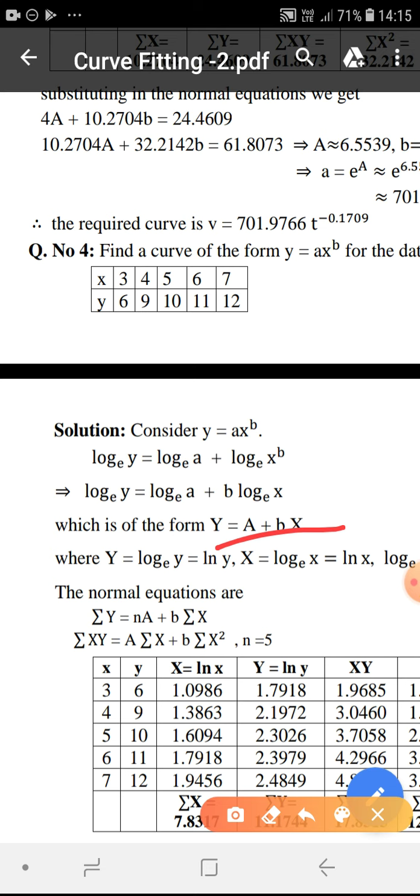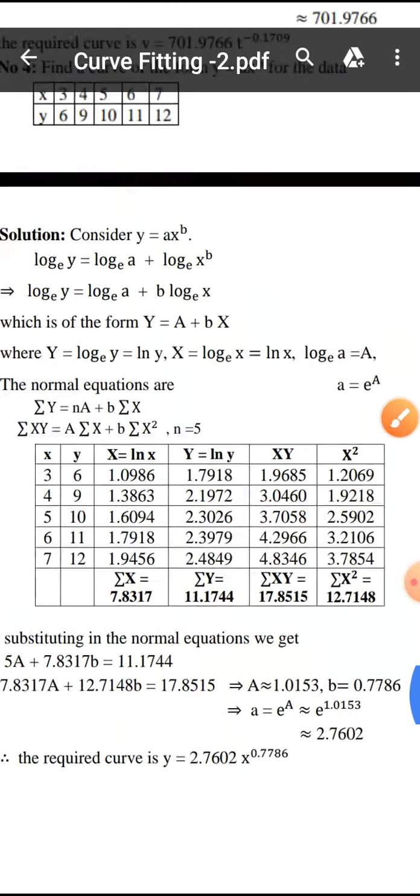To get the first normal equation, attach that summation symbol to both sides. You get summation y as equal to n into A plus b into summation x. Second normal equation, summation xy as equal to A into summation x plus b into summation x square. Solving these two normal equations, we get capital letter A and small letter b. To solve this equation, we need the values of that sums.